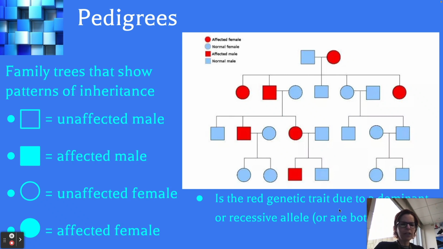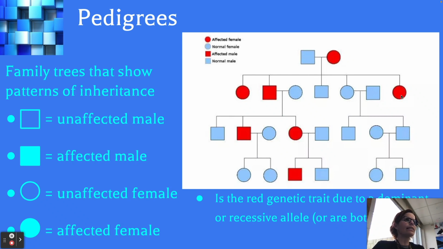So it says, is the red genetic trait due to a dominant or recessive allele, or are both possible? So let's take a look and see if we can figure it out. So this female has it. Three of her children have it, and two of her children do not have it. If it's recessive, what do we know about this male? He's hetero, and therefore that's how the children have it.